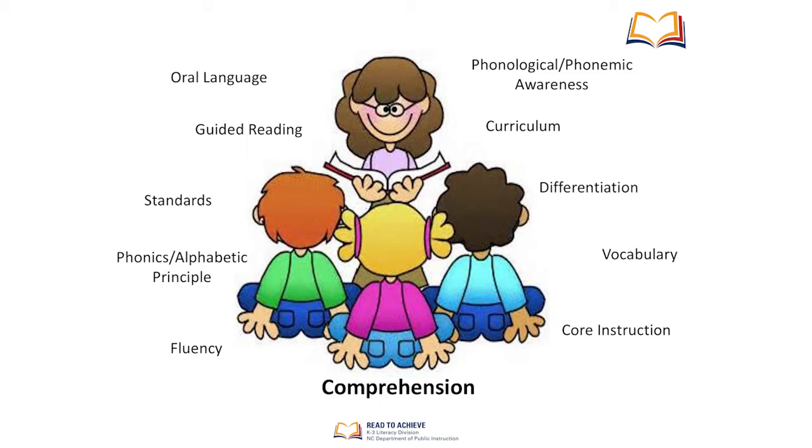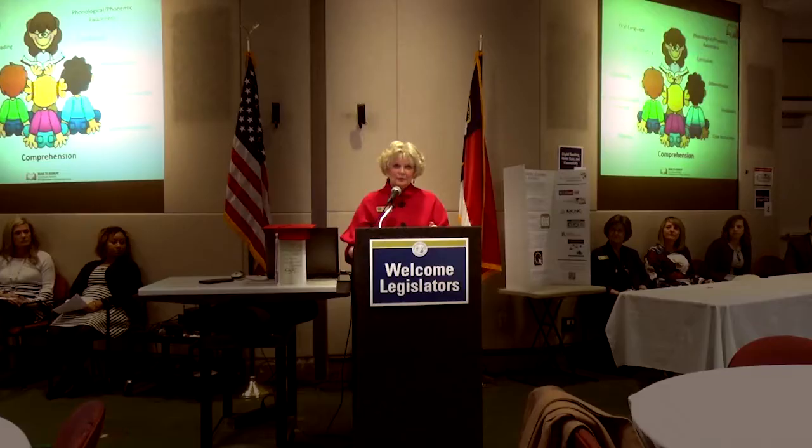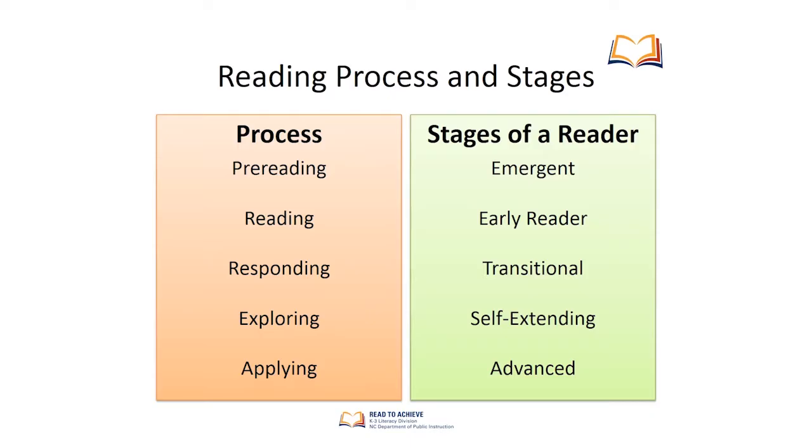You will also see standards and curriculum that Tiffany and Maria talk to you about all the time. You will see differentiation, core instruction. All of those are terms that everyone should know, but you will see at the bottom is comprehension. Comprehension is what we're aiming for, that children understand what they're reading, not just calling words. This is the reading process. On the right-hand side at the very bottom, you see advanced reader. Advanced readers are what we all are right now. You have gotten to the stage where you are an advanced reader.